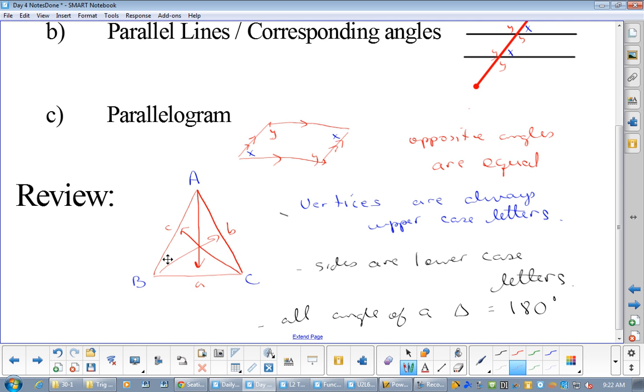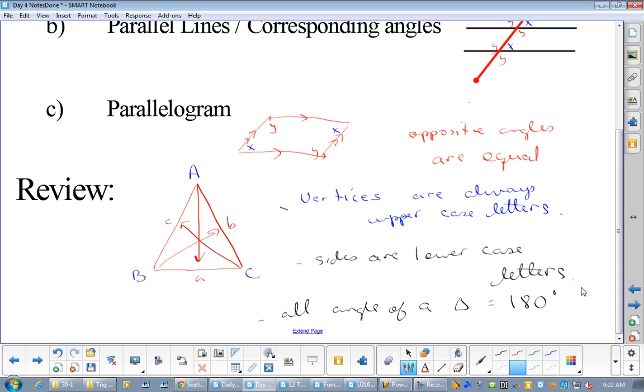Parallelogram we talked about. Remember how to label your sides and your vertices. Your vertices are always capital letters, and opposite them will be the lowercase of them, okay? So if you were standing there and you had a bow and arrow, the side that you would hit would be the side that you're going to give the lowercase to.